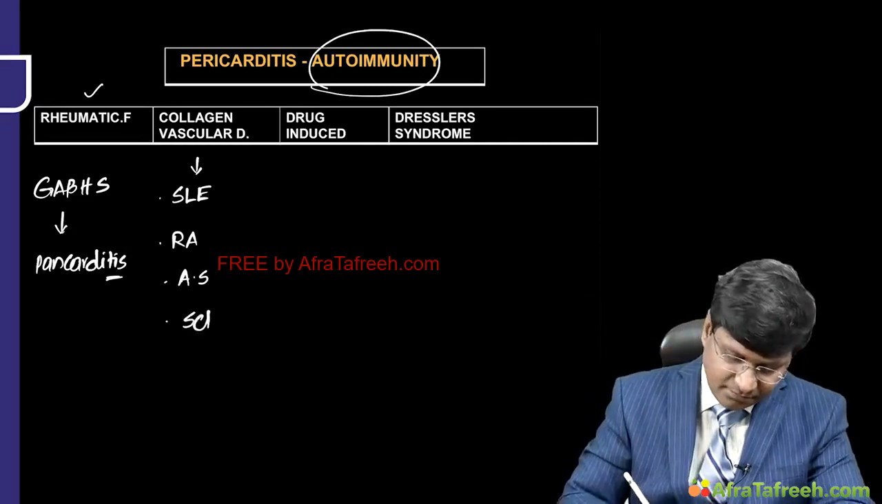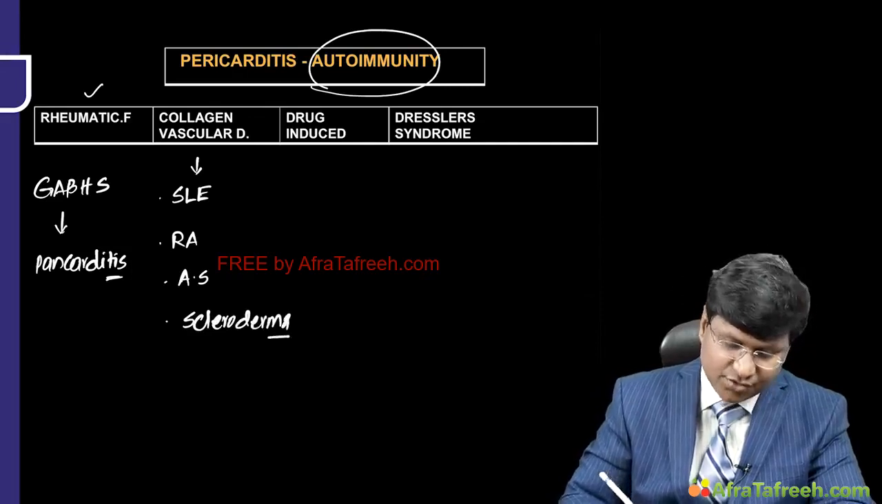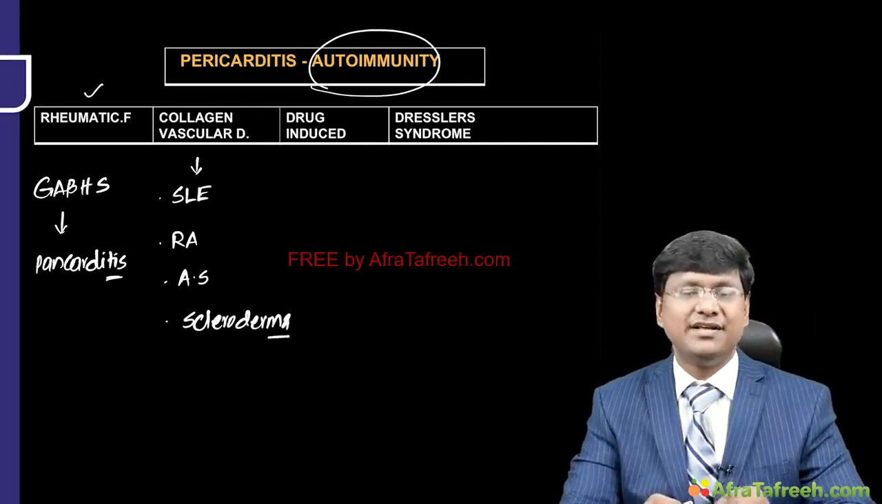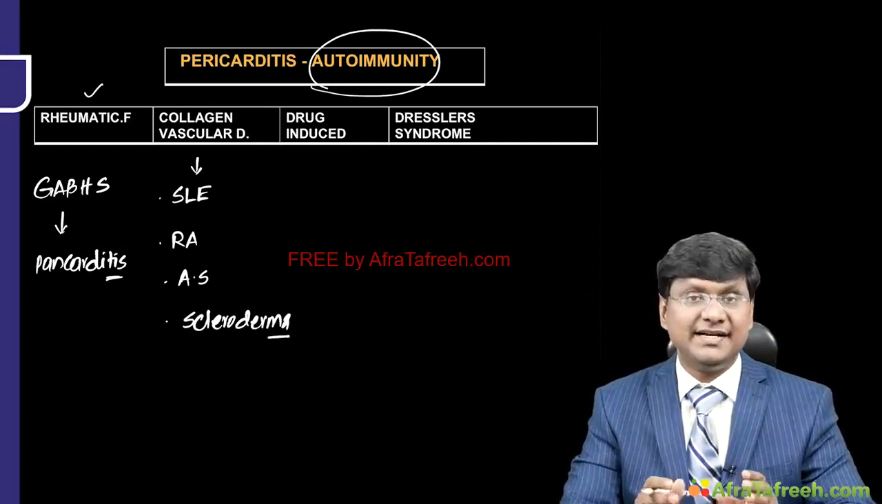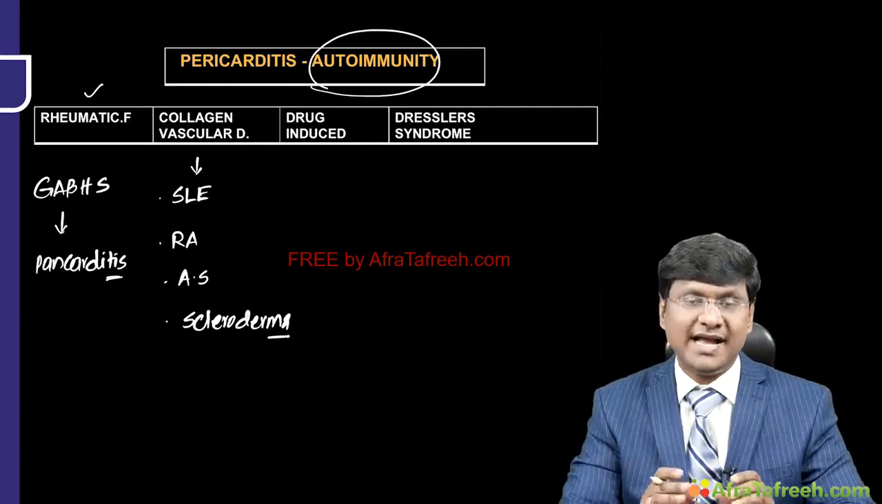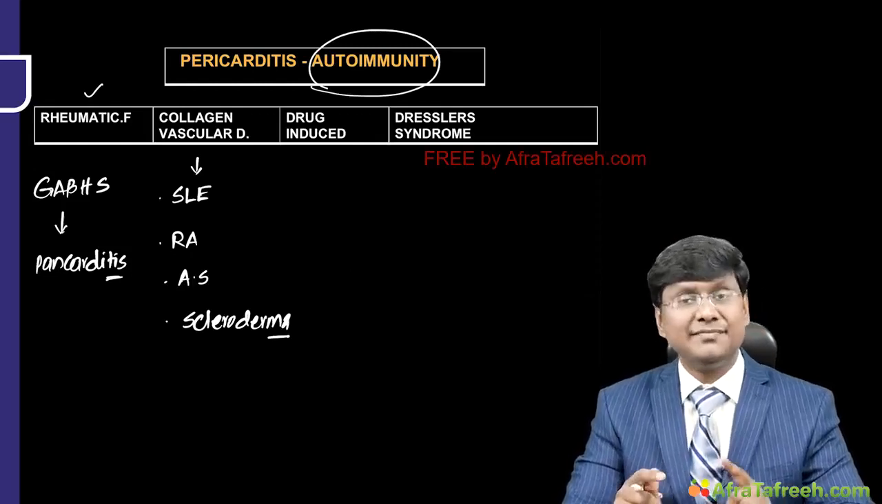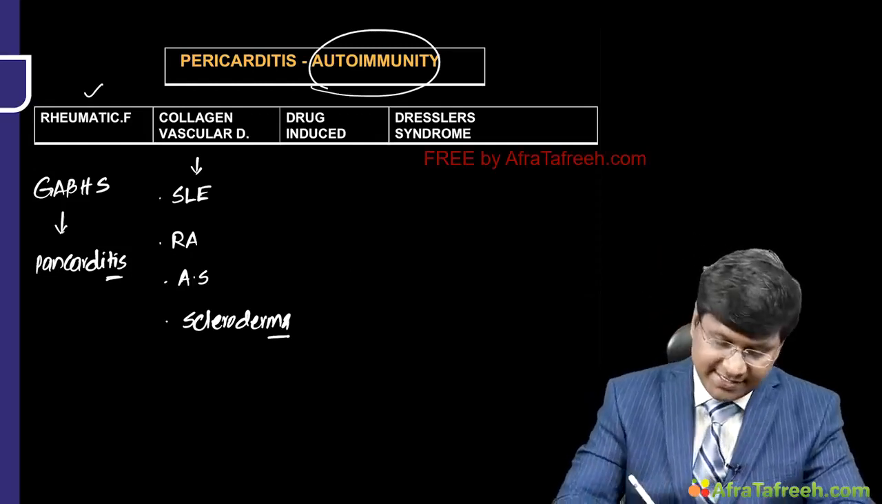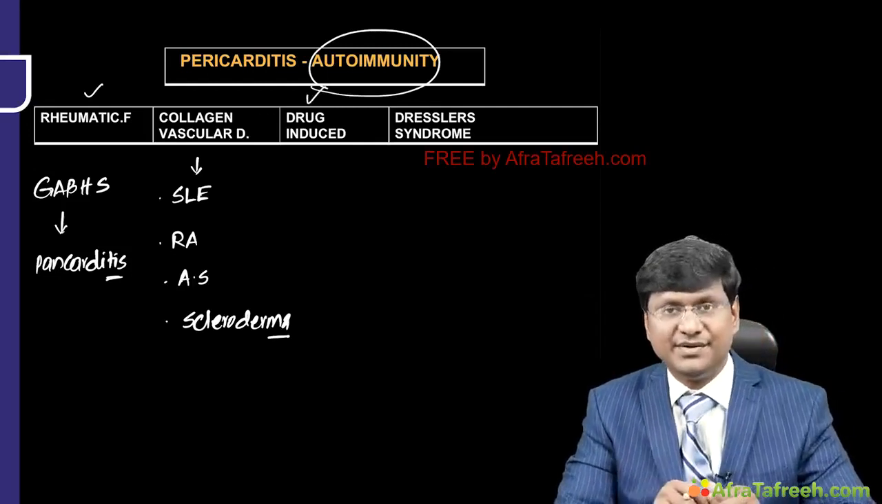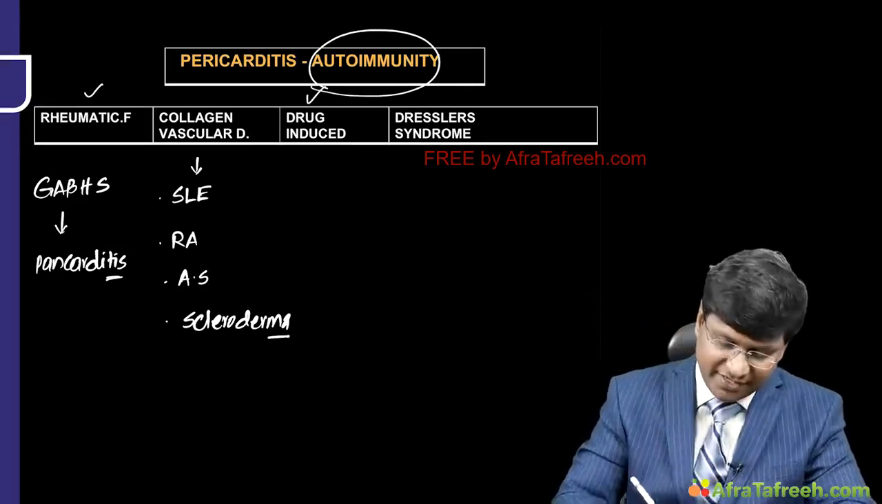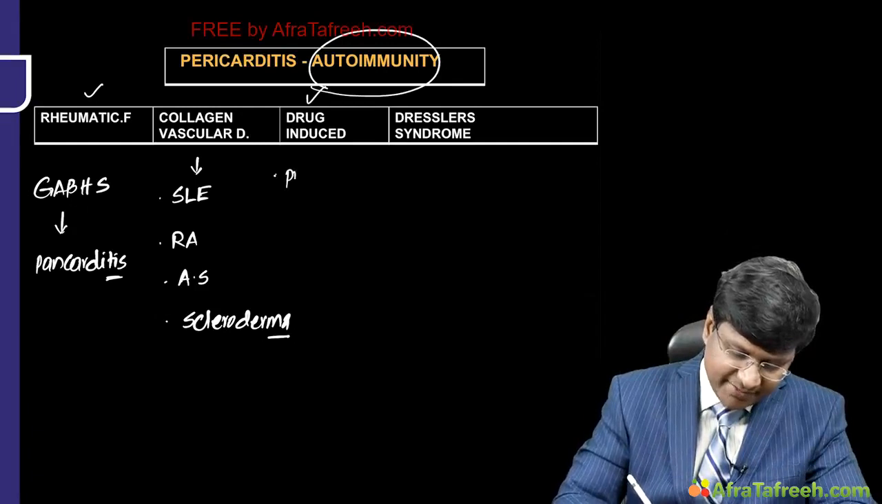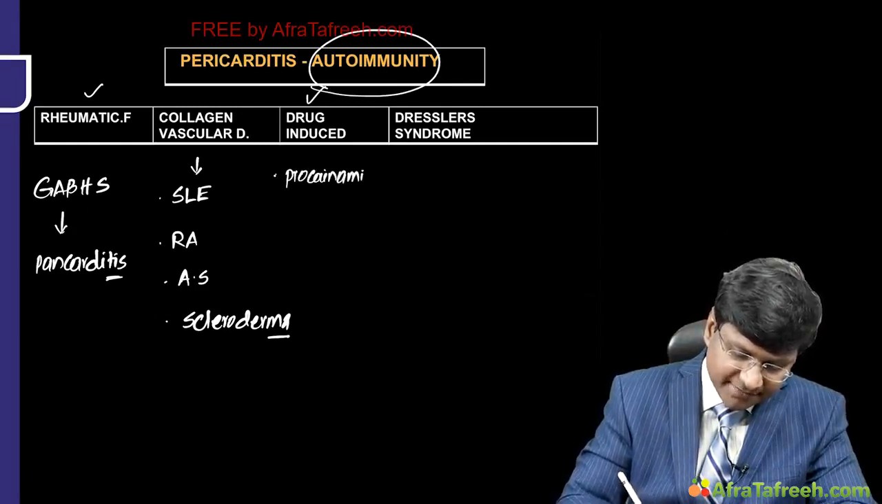Then scleroderma. Scleroderma will also cause pericarditis, which is also an autoimmune disorder. The antibody that is formed is the anti-topoisomerase antibody or anti-SCL70. These are the antibodies that are formed against the pericardium, causing pericarditis. Then very important is drug induced, and among the drug induced, very important is a class 1 anti-arrhythmic drug, that is procainamide.